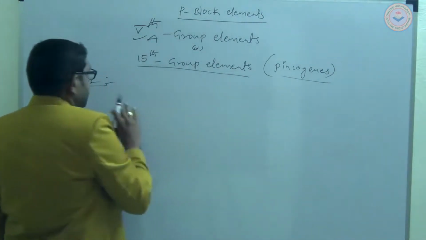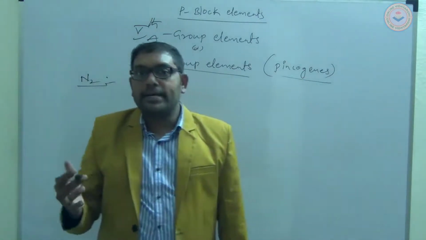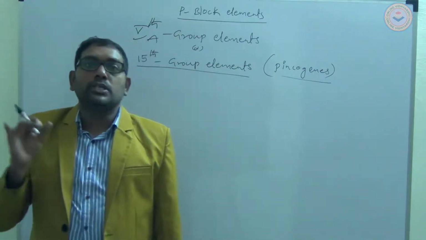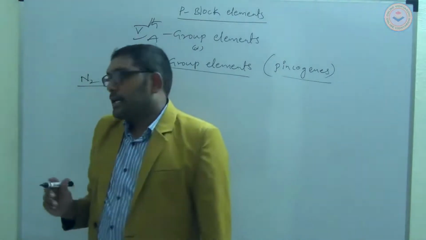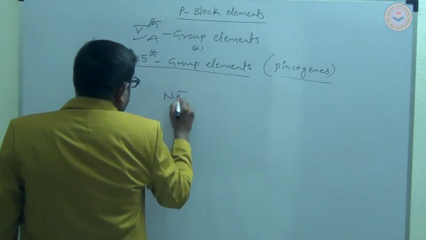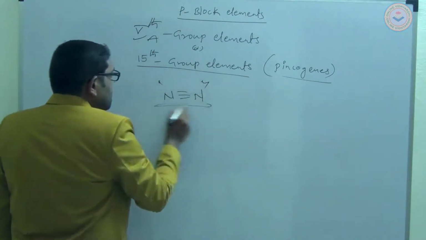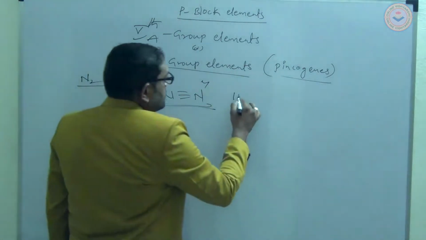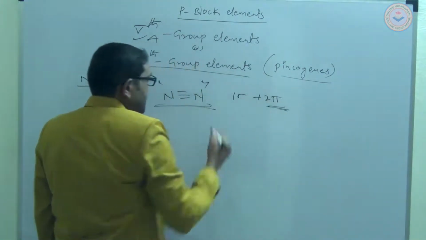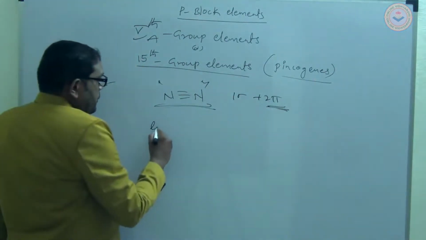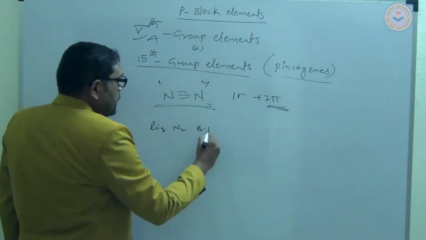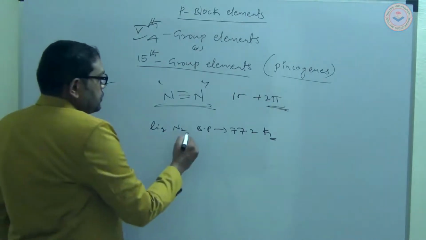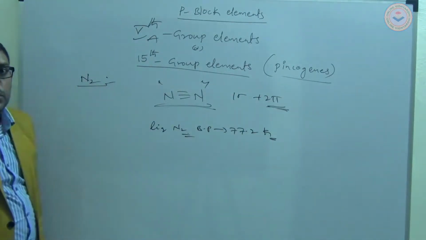Next, dinitrogen is a colorless, odorless, non-toxic gas. It is a diatomic molecule. Between nitrogen and nitrogen there is a triple bond, 1 sigma and 2 pi bonds, in dinitrogen. Liquid nitrogen has a boiling point of 77.2 kelvins.